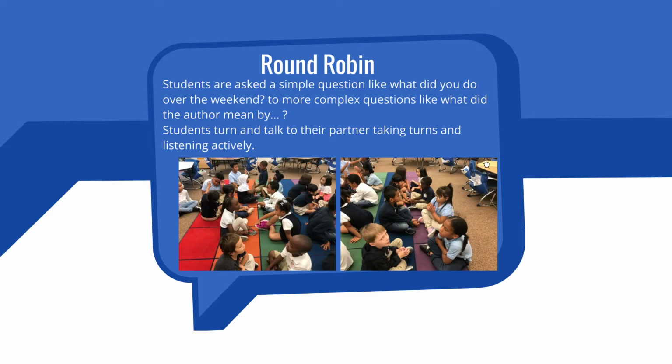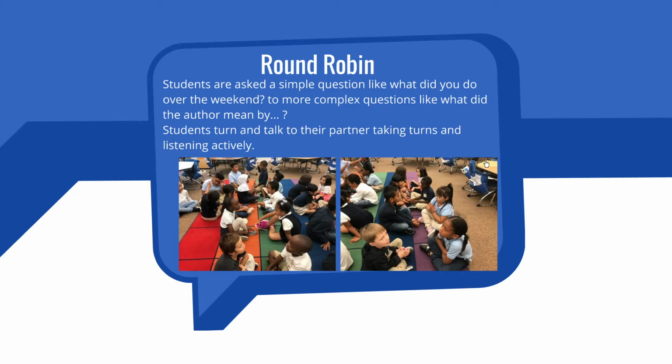Last, I had a question of whether there's more positive interaction among peers when they answer round robin style. As teachers, we simply like to ask a question, have one kid raise their hand, and then everyone else listens. And we know that's not always successful for active listening. So round robin is when students are asked a simple question like, what did you do over the weekend? Or what's your favorite color? To more complex questions like, what did the author mean by this?